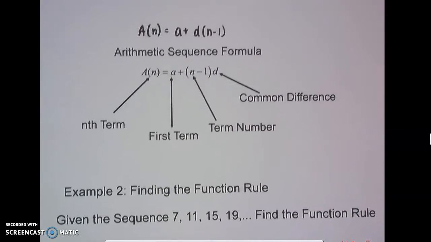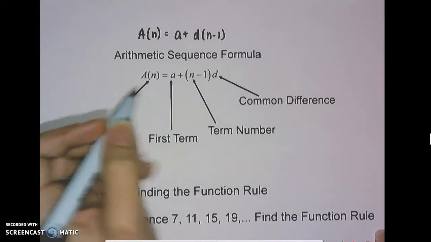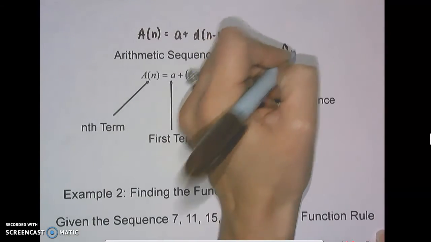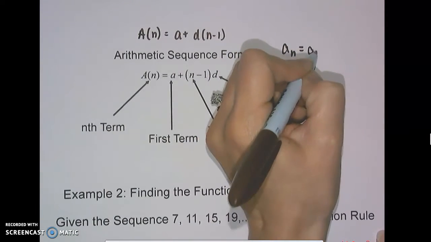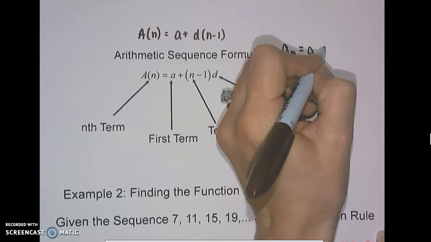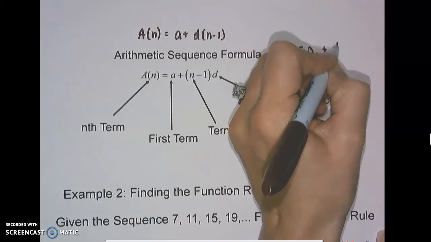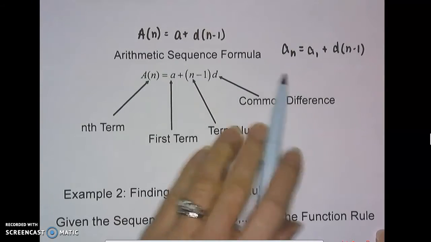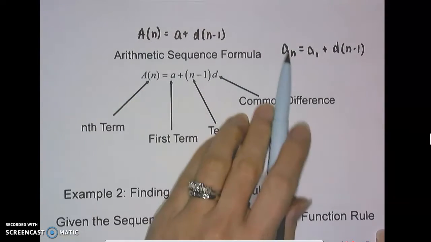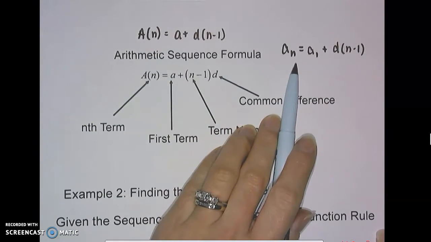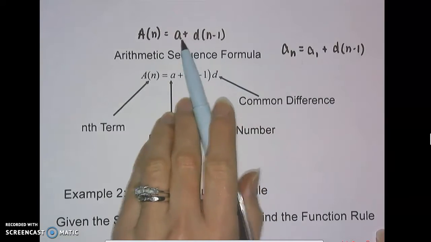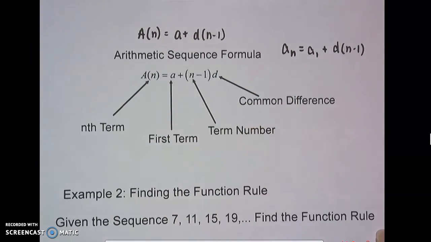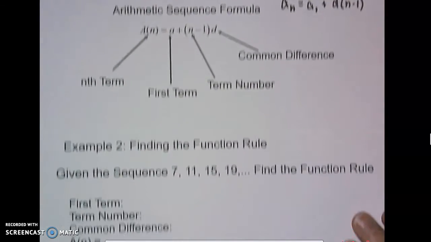Now, before we go back here, another way you can see this is a sub n equals a sub 1 plus your common difference times n minus 1. So that's allowed to happen. This is just a different notation. A of n or a sub n is still standing for the nth term, and a sub 1 still standing for the first term. So you can see those things as well.